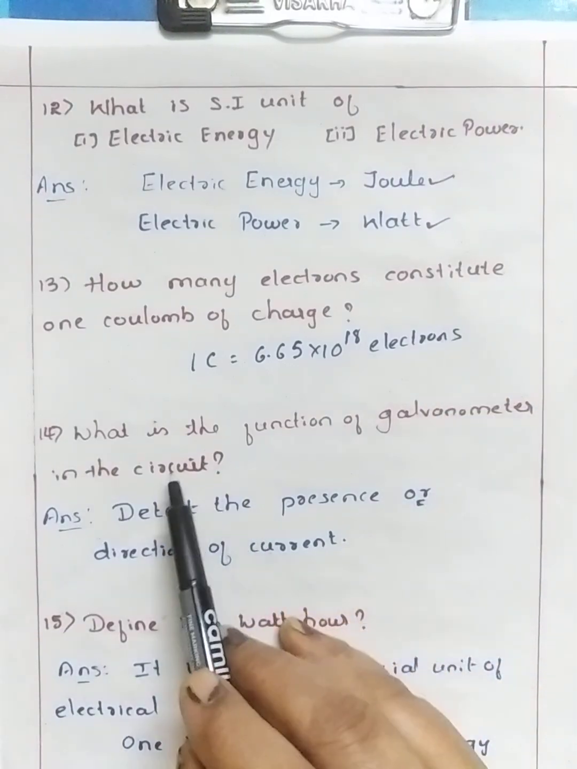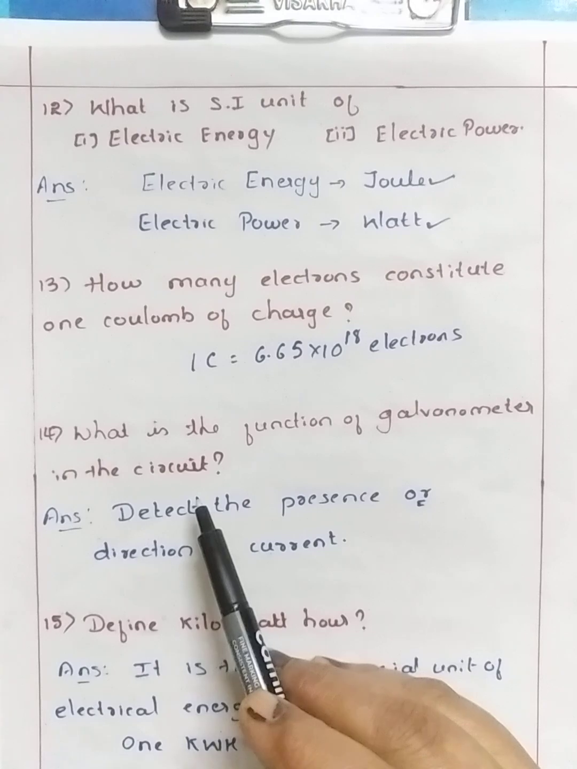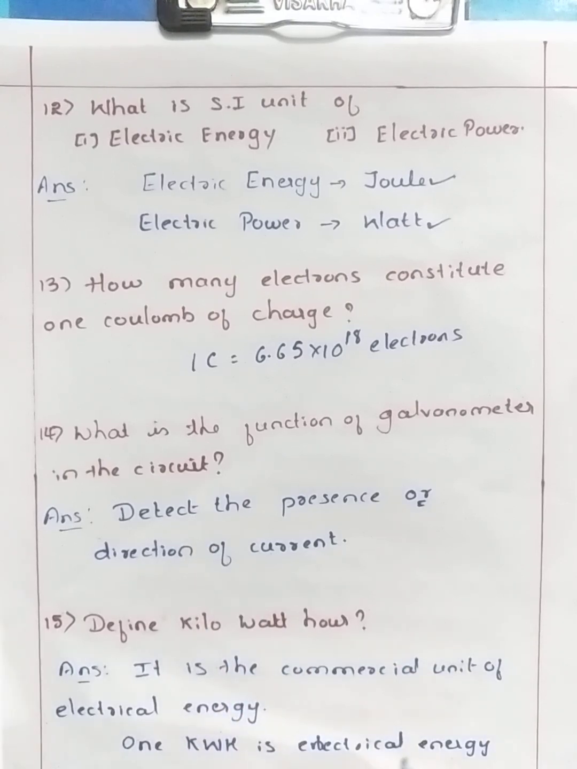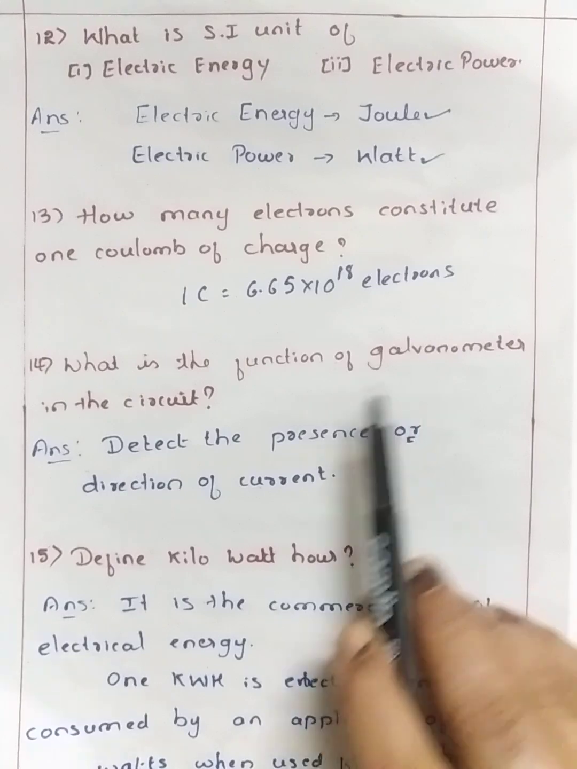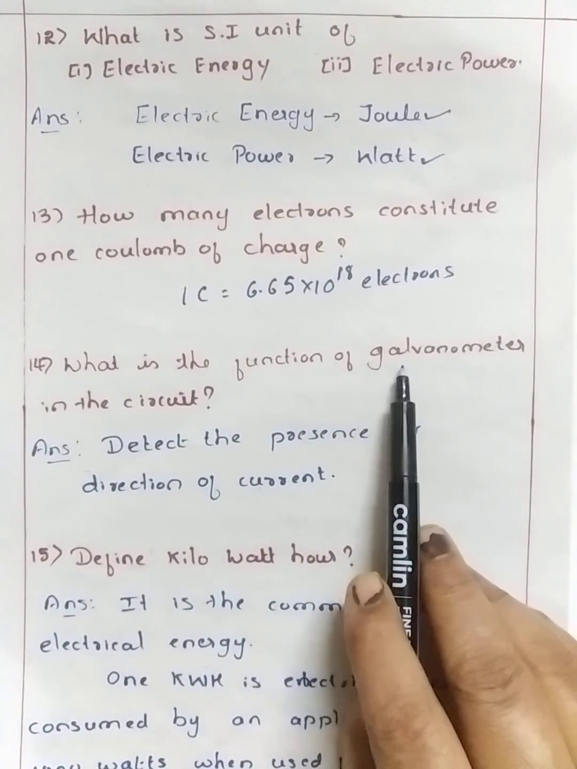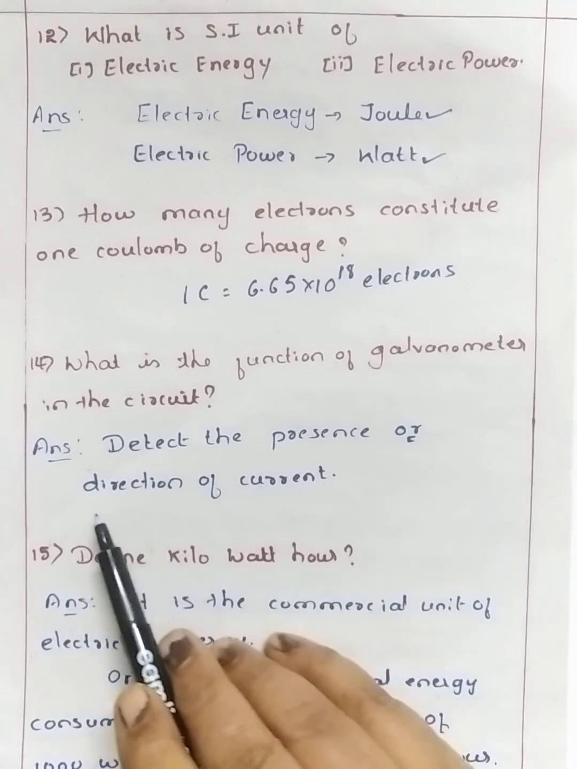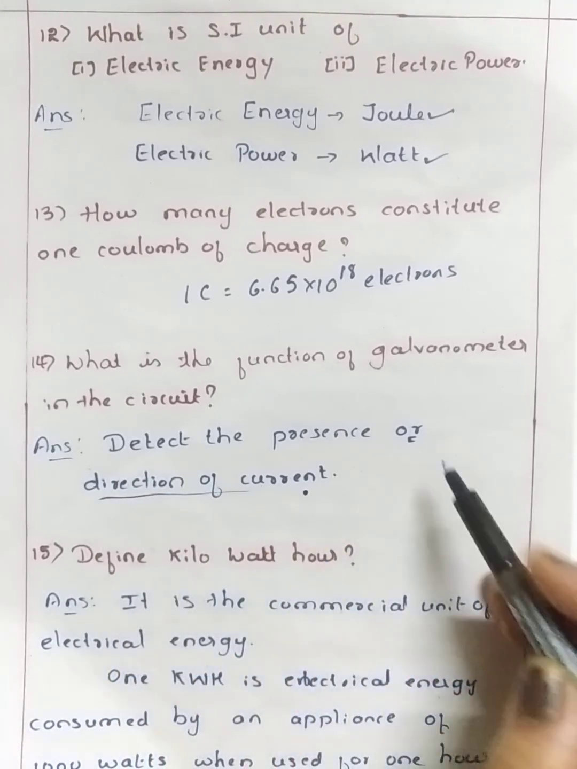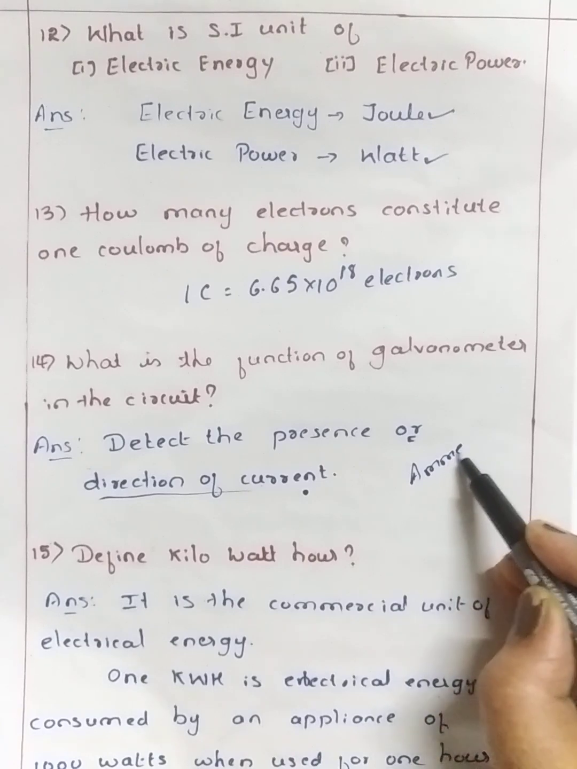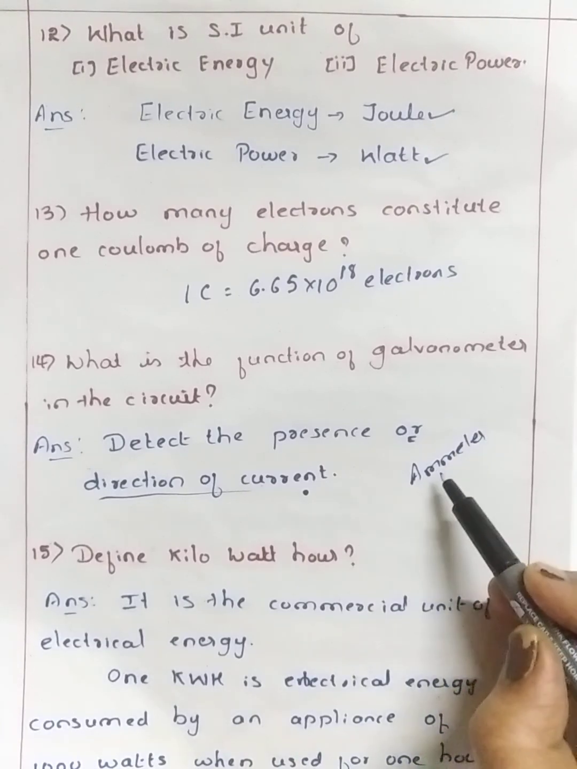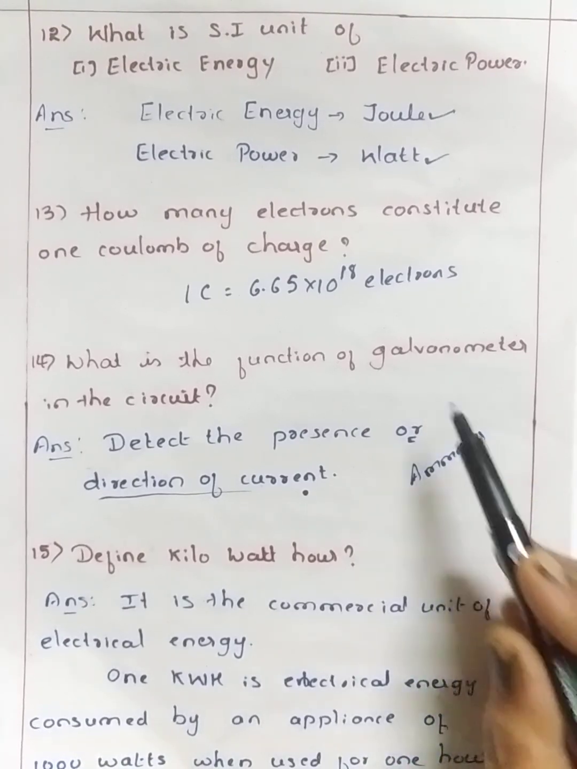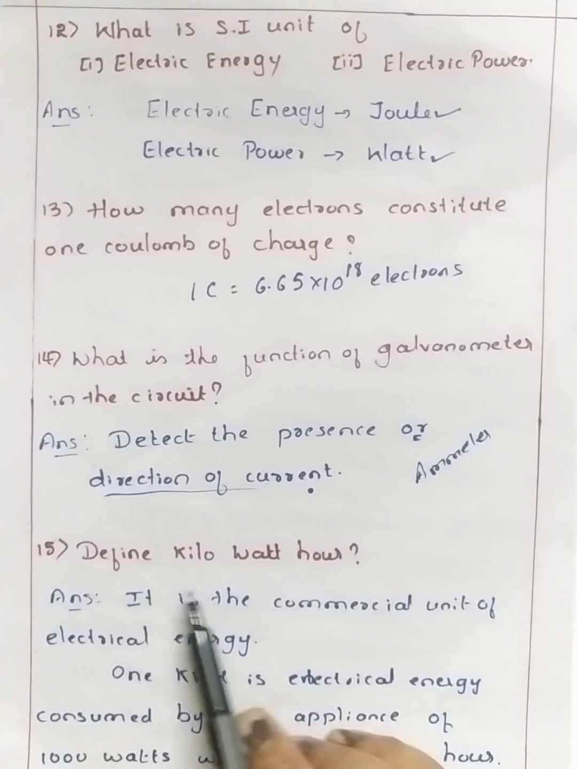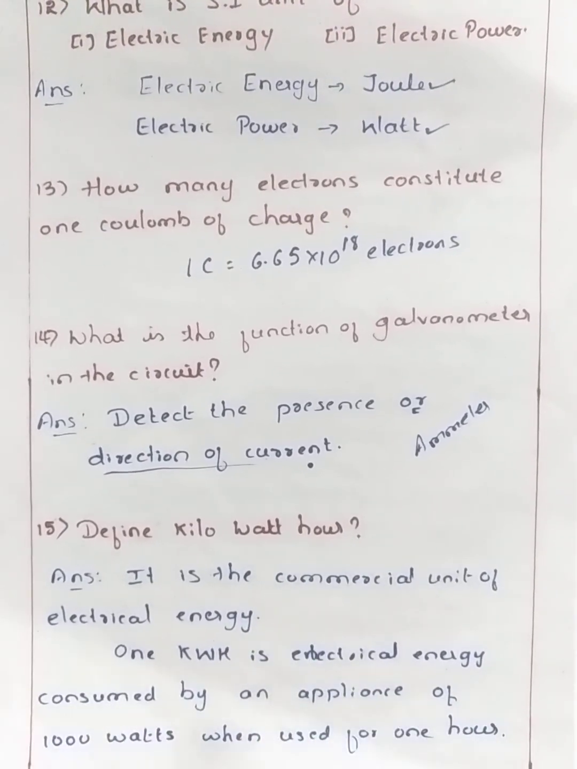Next question, 14th one. What is the function of galvanometer in the circuit? So what is the function of the galvanometer in the circuit? There are two devices, galvanometer and ammeter. So the galvanometer detects the presence or direction of the current, and ammeter, what is its use? Ammeter measures the amount of current passing through the circuit. Ammeter and galvanometer.